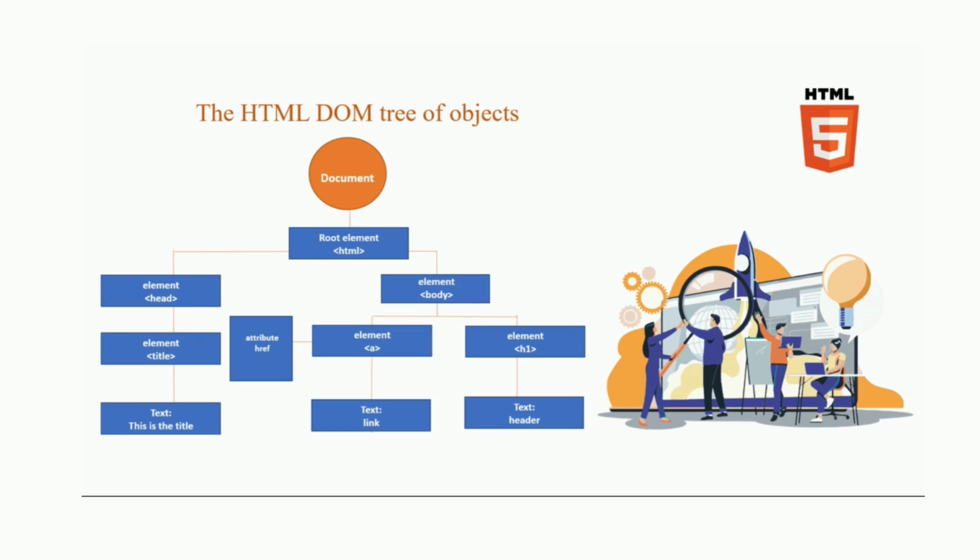The body element has two children, the anchor tag and h1, where anchor and h1 are siblings. Now the anchor tag has two children, which are text and the attribute href, whereas the element h1 has its child, which is text header. And that's how things work in the HTML DOM tree of objects, following the parent and child relationship in the form of a tree.